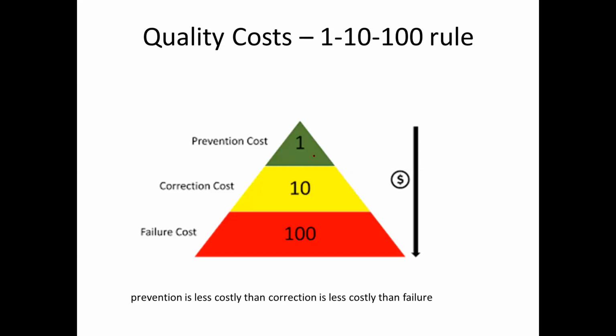And this is new in the study guide, the 1-10-100 rule, which is trying to show prevention is less costly than correction, which is less costly than failure. So prevention costs 1, correction costs 10, and if it fails, it costs you 100. Not really a theory, but it's quoted in several textbooks, the 1-10-100 rule.